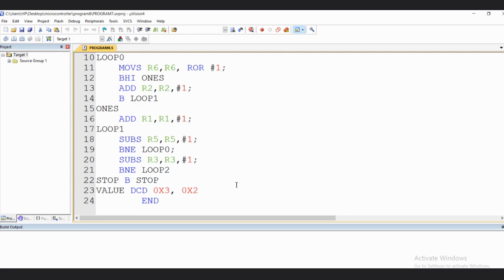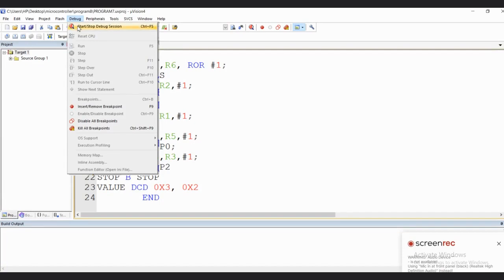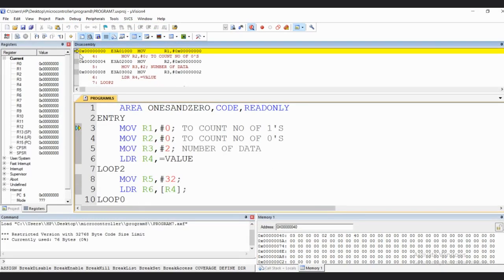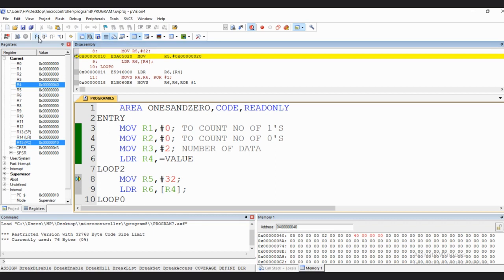Okay, let us understand this by running the program. Debug. Now we shall execute step by step. After executing the first instruction, R1 will be copied with 0. Then R2 is copied with 0 and R3 is copied with 2, that is the number of data items. Next, R4 will be loaded with a value, that is the address of your number.